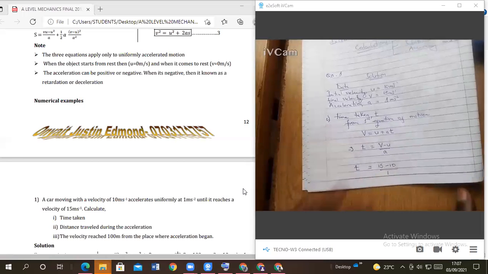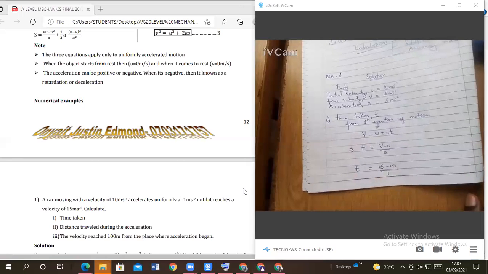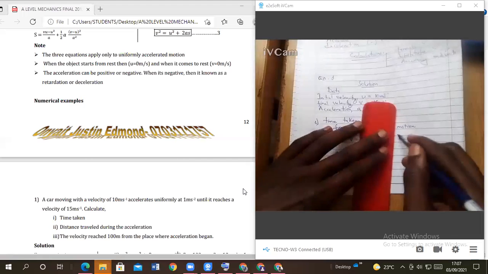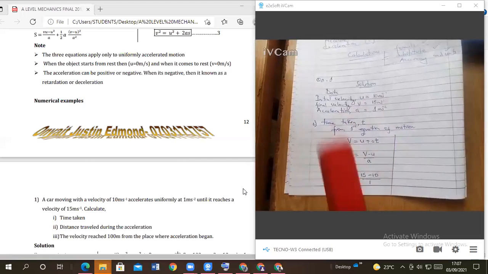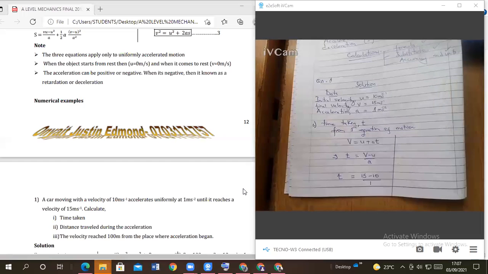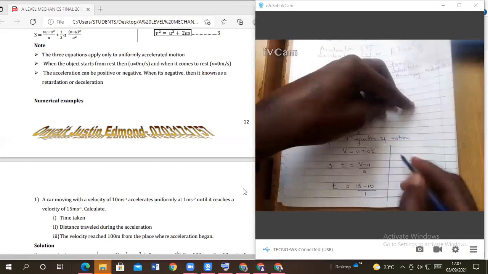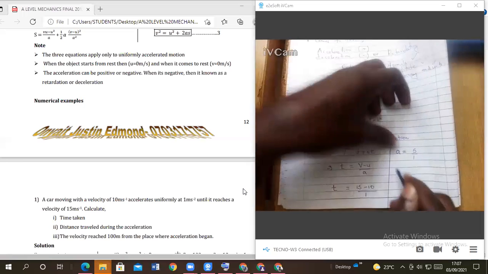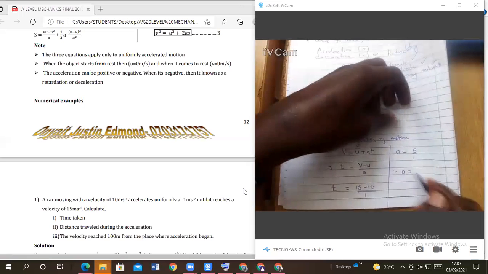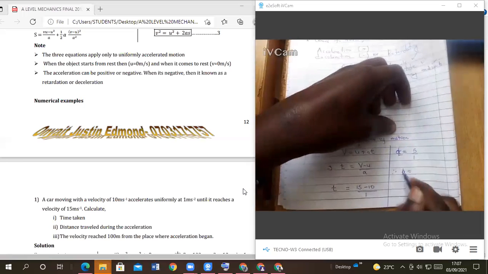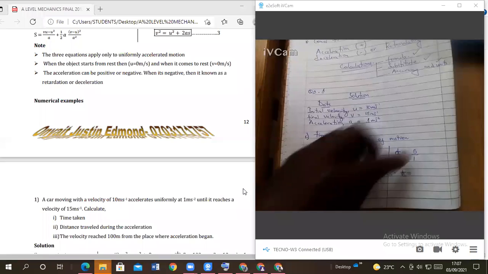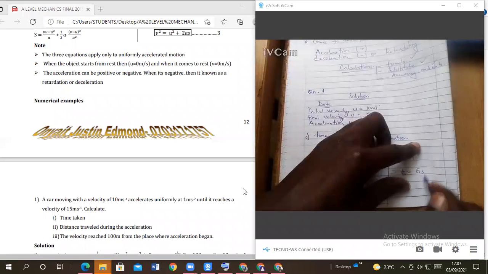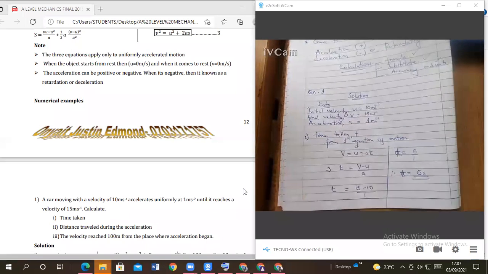1. When you are substituting, don't put units. When you are substituting, don't put what? Units. You will put the units after making the calculations. So t will be equal to 5 divided by 1. Therefore, our time will be equal to what? 5 what? Seconds. Now, if you have a problem with writing the symbols, that s must be a small s.